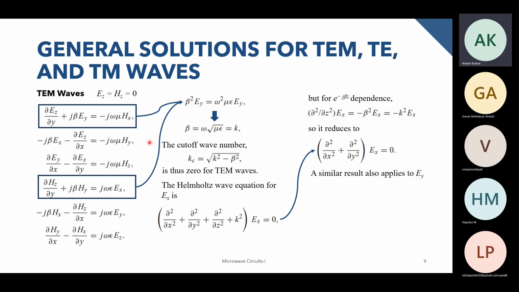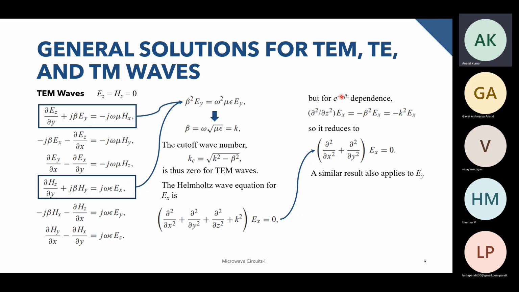By comparing this, we know that Ez and Hz are equal to 0. So these terms vanish, and we can simplify to get this equation. Solving it, we get the value of beta, which is equal to k for the TM case. And we can define the cutoff wave number again. The Helmholtz wave equation for only Ex is given by this expression.